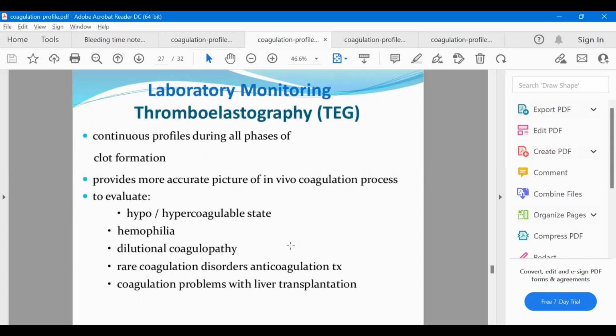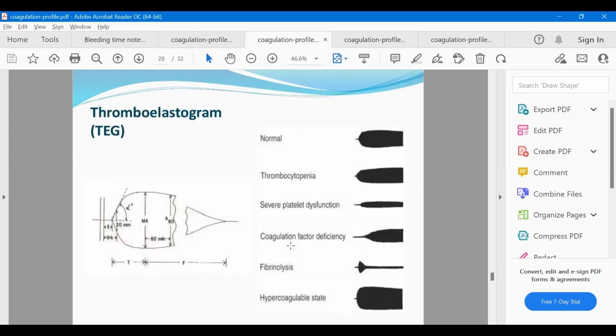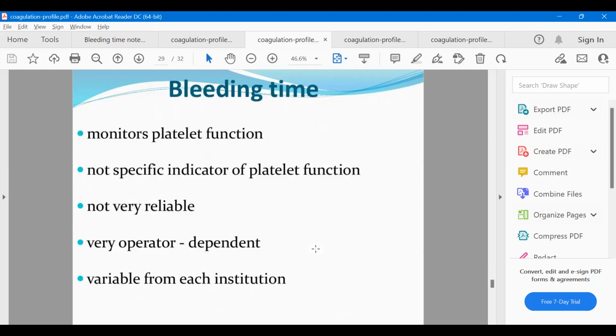Then, elastography. This is called the clot retraction test, students. The clot retraction test is a part of platelet dysfunction. We can discuss this in the platelet dysfunction tests. Clot retraction we will see later.